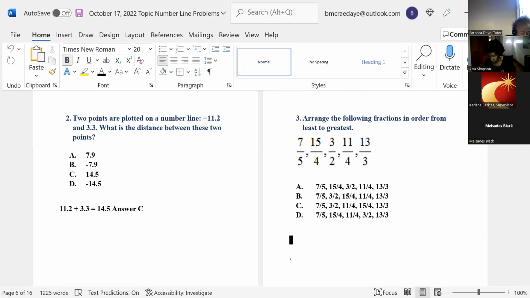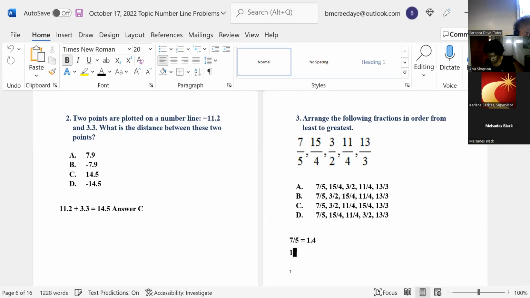Okay, 7. I'll do this as a fraction. All right, 7 divided by 5. Anybody do that one? 1.4. Okay, so you got the decimal 1.4. Okay. Then let's go to the next one.